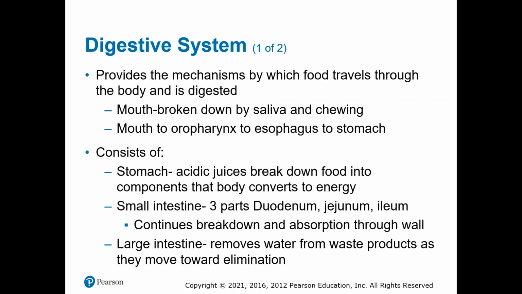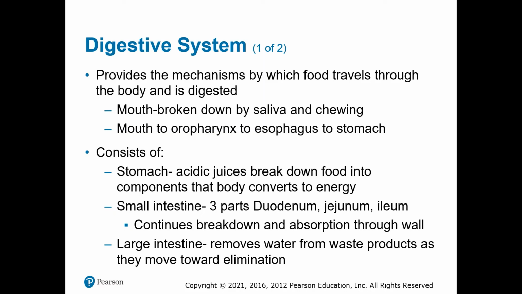So your digestive system provides the mechanisms by which food travels through the body and is digested. The mouth breaks down food with saliva and chewing. It goes into the oropharynx and then to your esophagus, which is the tube that sits right behind the trachea, and then it goes into your stomach.